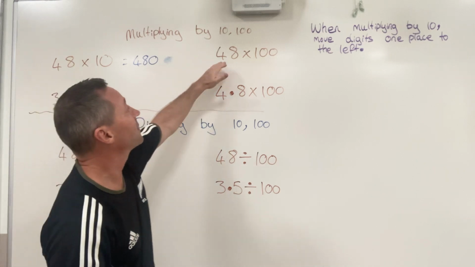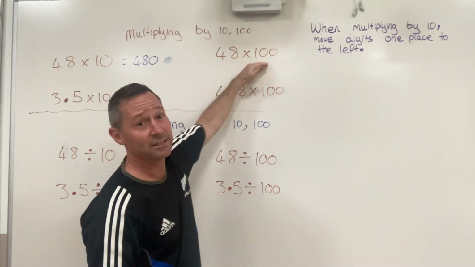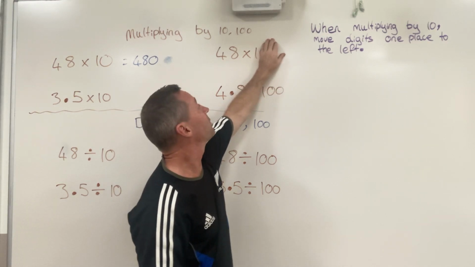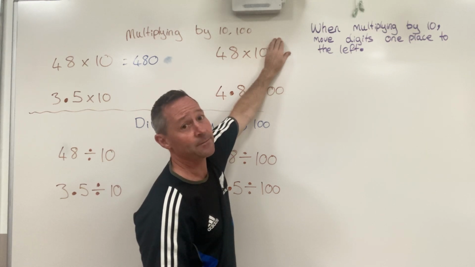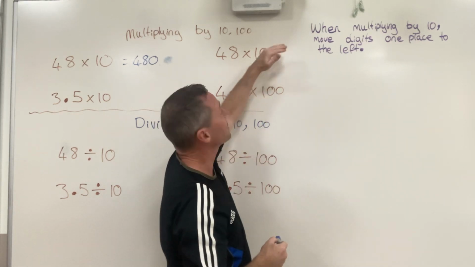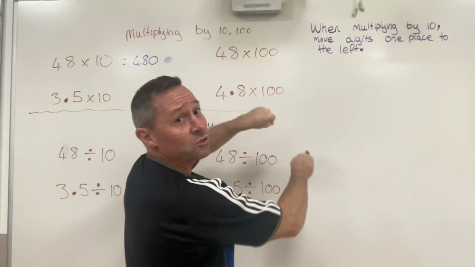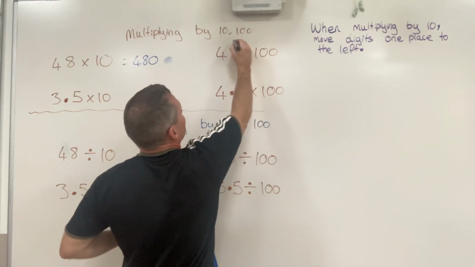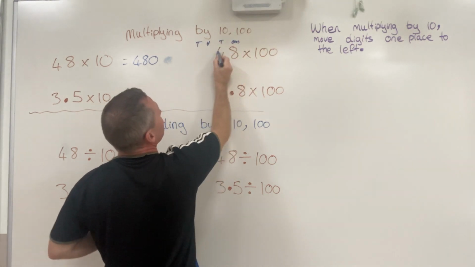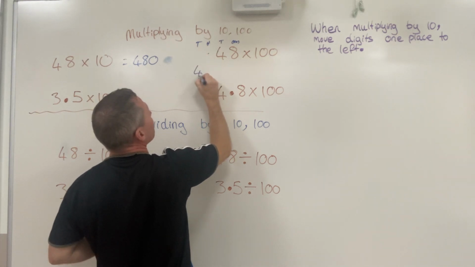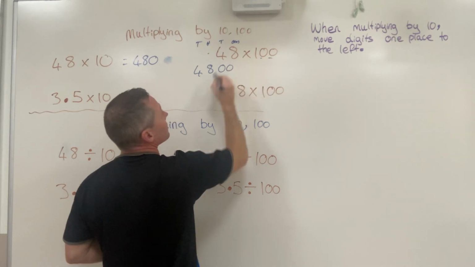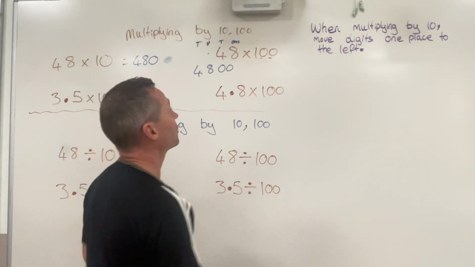480. So if I come to this one, 48 times 100, I've got two zeros here. We know 48 times 1 is 48. 48 times 10 would be 480. So instead of moving these digits one place to the left, because we're dealing with hundreds, there's two zeros, we move them two places to the left. So if this was the ones, tens, hundreds, thousands, the 4 would jump 1, 2 over here, the 8 would jump 1, 2 places to here, and we need two zeros. So my answer would be 4,800.